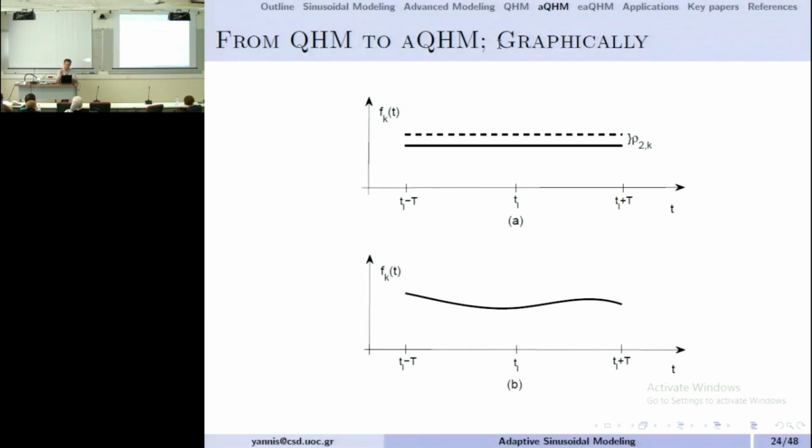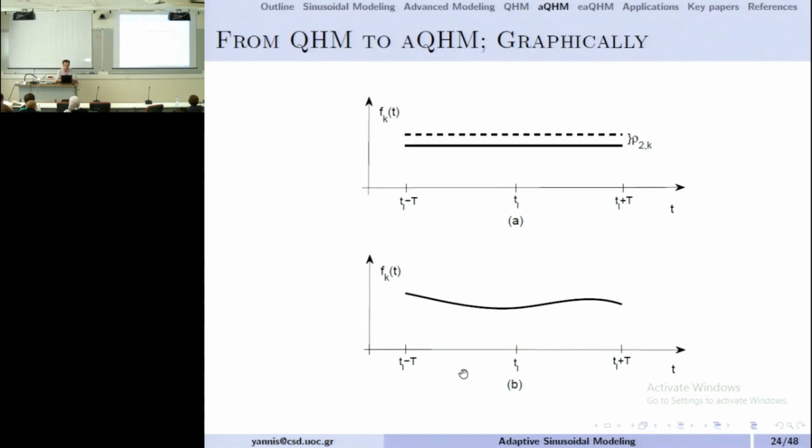And graphically, this is the quasi-harmonic model. Probably this is what they told you: it's the frequency, and then you make this correction and you find this bold line, and then you are happy. But this is constant over time while the frequency of the signal moves. It's not really constant during this analysis window of 2T.